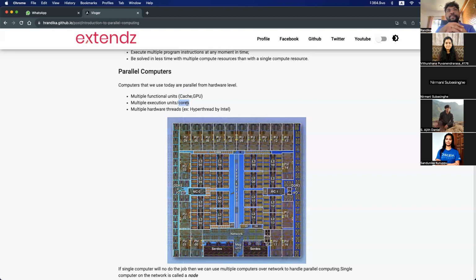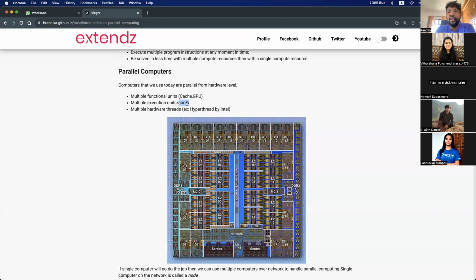That basically means our computer is capable of executing multiple instructions or multiple problems at a given time stamp or a given time moment. There will be multiple resources where we can execute our instruction.